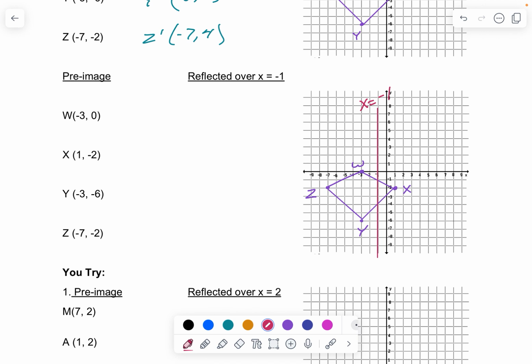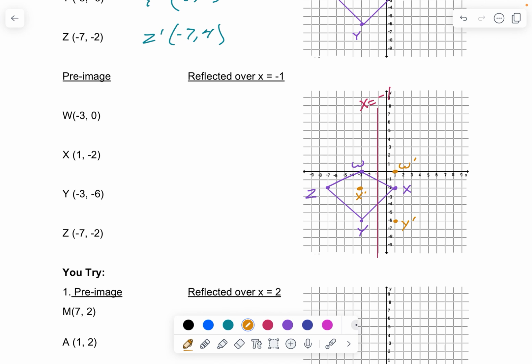So this one's interesting because I'm going to use a different color. It's on both sides of that. So let's start with X. Notice it's 2 units to the right. So X prime is going to be 2 units to the left. W's 2 units to the left, so now it's going to be 2 units to the right. Y's 2 units to the left. Y prime is going to be 2 units to the right.